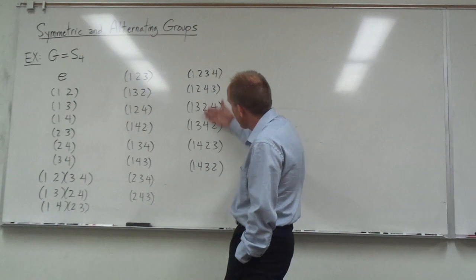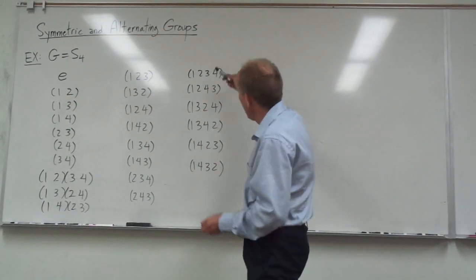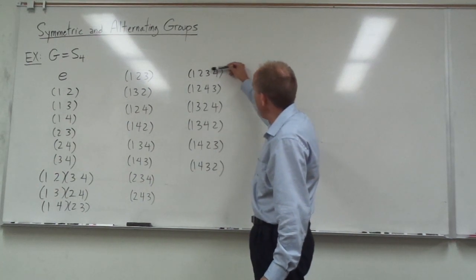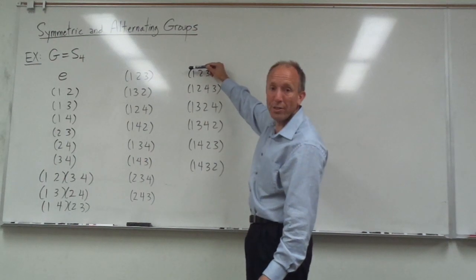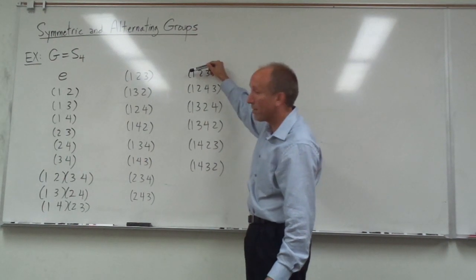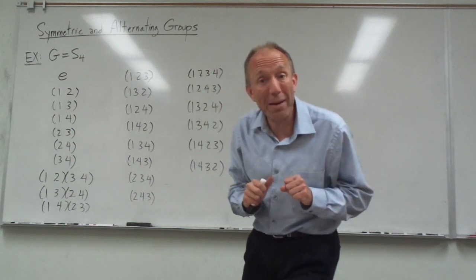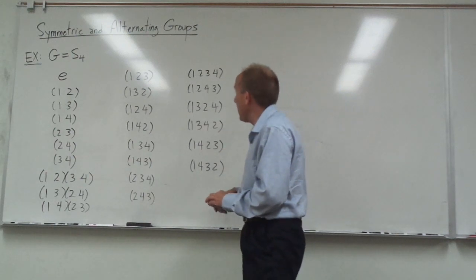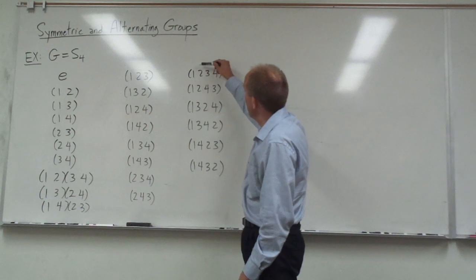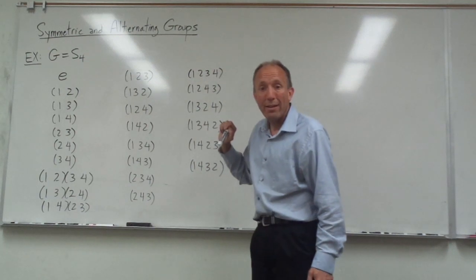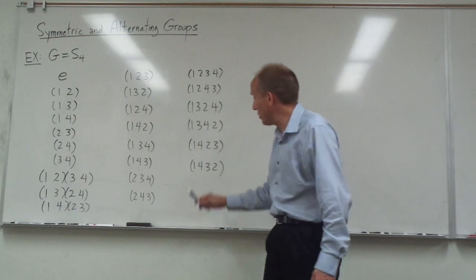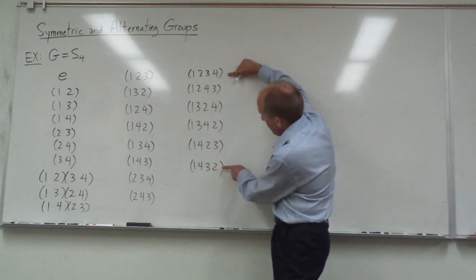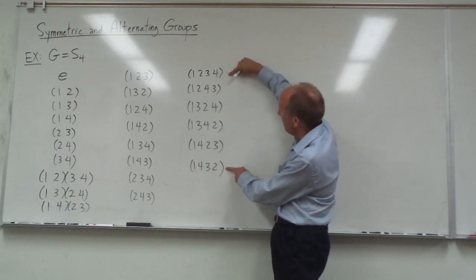And finally, there are some cycles of length 4 in S4. I've listed all of them here. There are actually 6 of them. So (1 2 3 4), for example. What would be the inverse of that one? The permutation that sends 1 to 2, 2 to 3, 3 to 4, and 4 back to 1. Well, how do I undo that permutation? What would I have to follow that up with to get back to the identity element? Well, if 1 is going to go to 2, 2 to 3, 3 to 4, and 4 to 1, then the inverse function should send 1 back to 4, 4 back to 3, and 3 back to 2, and 2 back to 1. These 2 are inverses of each other in S4.